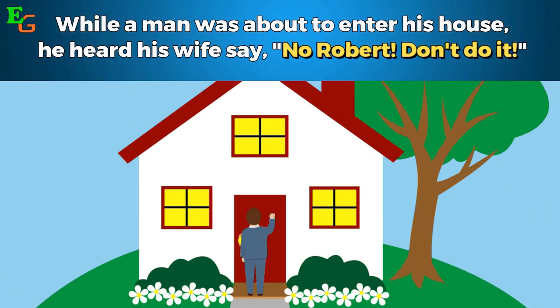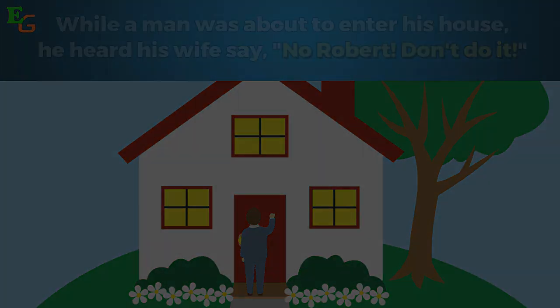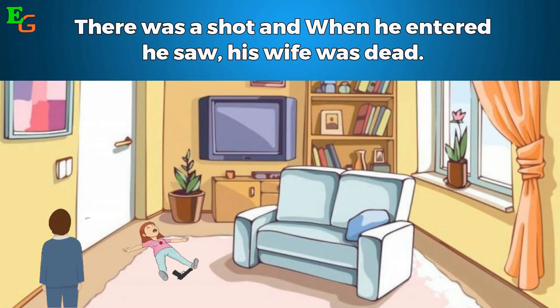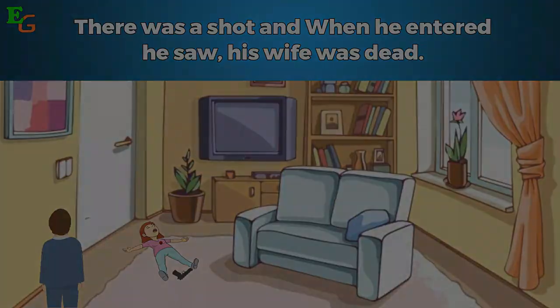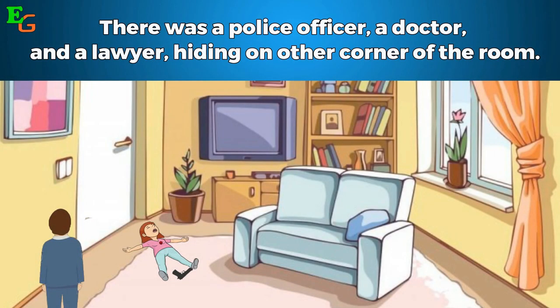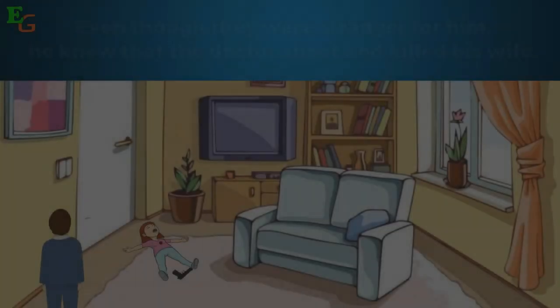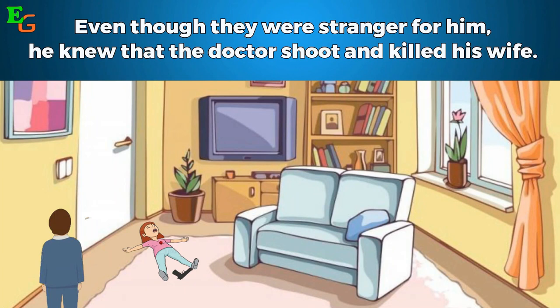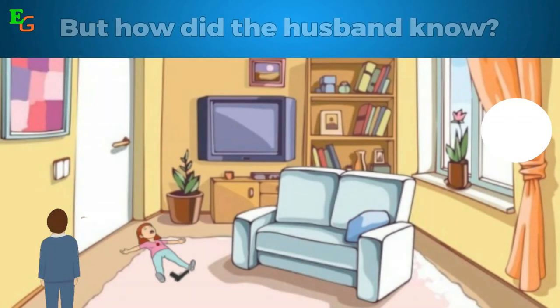While a man was about to enter his house, he heard his wife say, "No, Robert, don't do it." There was a shot, and when he entered, he saw his wife was dead. And there was a police officer, a doctor, and a lawyer, hiding on the other corner of the room. Even though they were strangers to him, he knew that the doctor shot and killed his wife. But how did the husband know? You have 10 seconds.